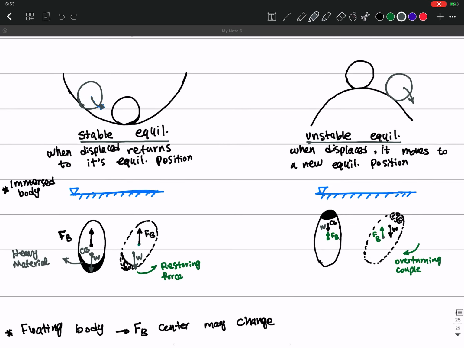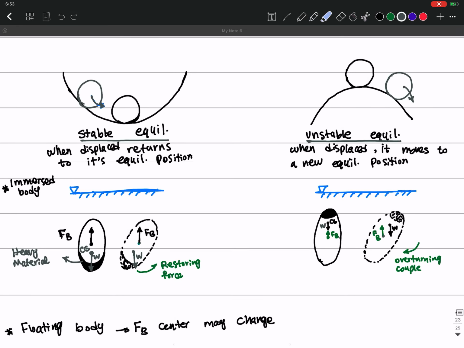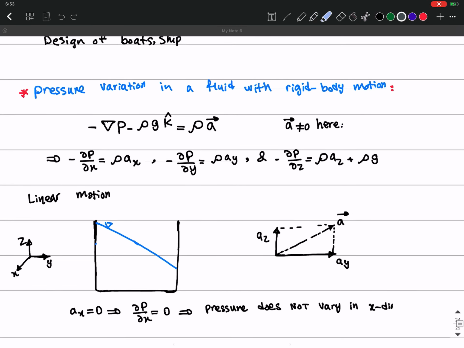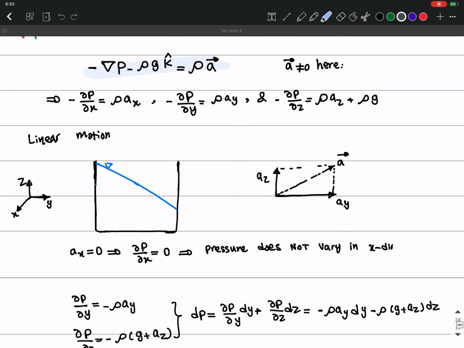So just a brief overview, we discussed the stability concept here. We talked about stable equilibrium, in which, when the object is displaced, it returns to its equilibrium position, and then unstable equilibrium, where when the object is displaced, it's going to move to a new equilibrium position. So we showed some examples of that for immersed bodies and floating bodies. And then we talked about pressure variation in a fluid with rigid body motion. So we derived the formula. We had this formula before, but we just assumed that acceleration is not zero.